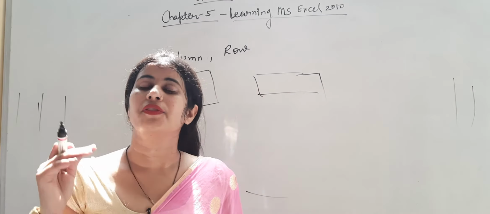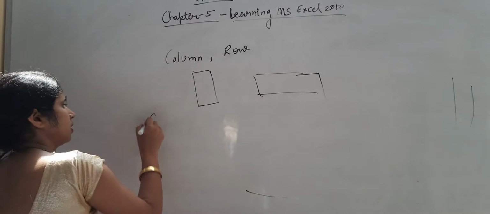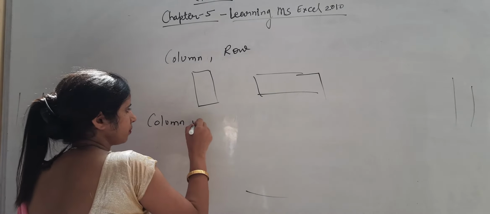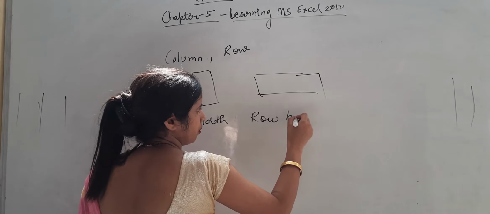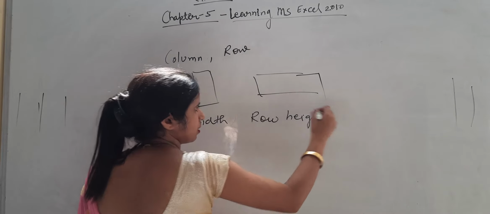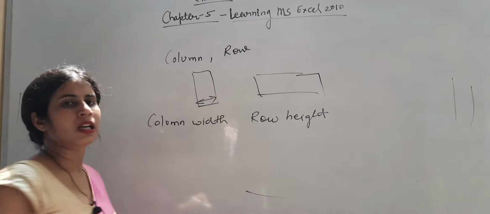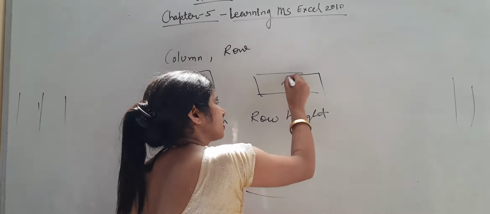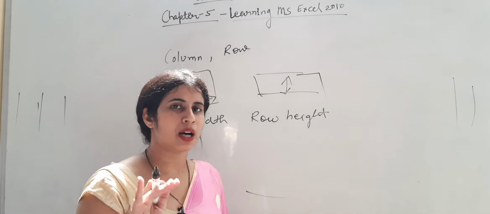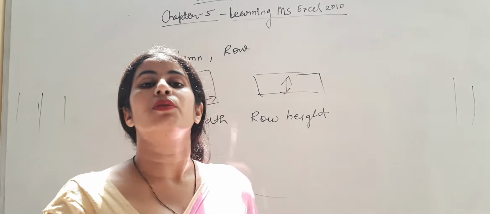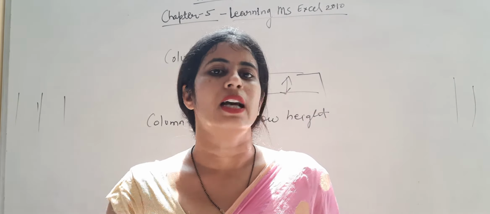Now, how can we change the column width and row height? Column width means this thing. Row height means this thing. We can change the column width and row height. But how can we do it? It has a few steps.